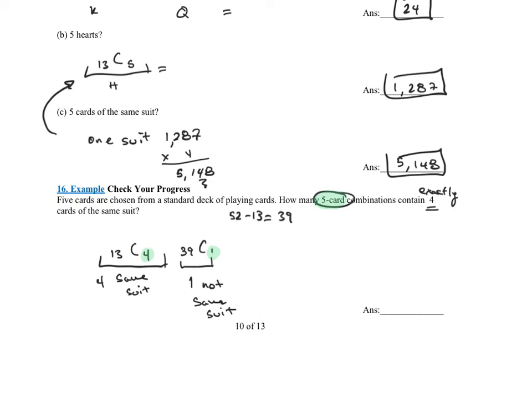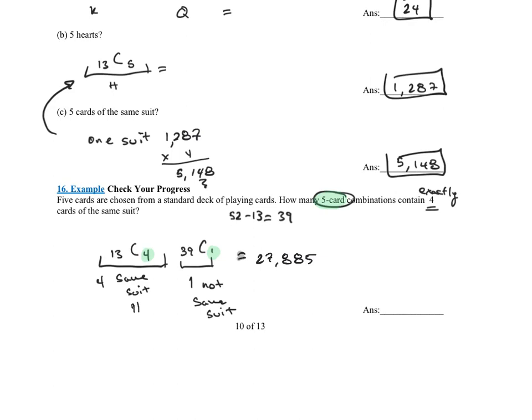A lot of people would just do 13 choose 4 like they did in the previous problem, but that does not work. You have to pick that one card that's not. Okay, so when I do this, give me 1 second and let me put that in my calculator. I'm getting 27,885 ways of choosing 4 cards from one suit and 1 card that's not from that suit.